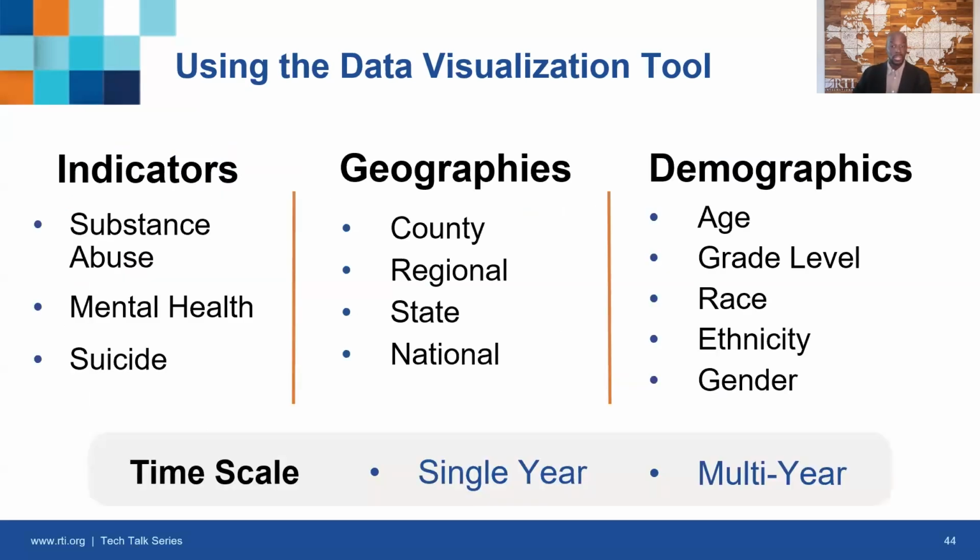We also structured the site such that users can search and cross-reference data across multiple categories, such as indicator, that is substance abuse, mental health, or suicide, by geography, and also by demographic. And they can search for a single year of data, or they can search across multiple years to produce data visualizations. Next slide.